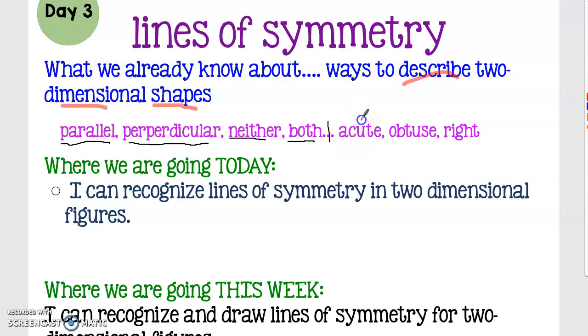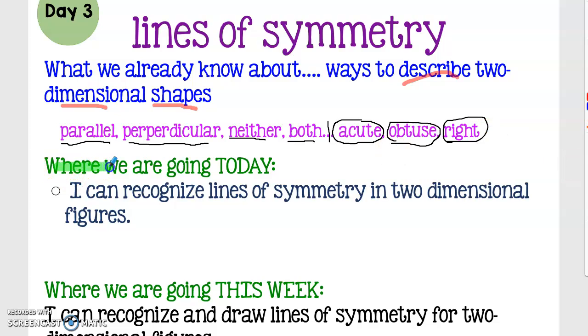So we had to think, okay, are they acute? Does the shape have just acute angles? Does the shape have only obtuse angles? Does the shape have only right angles? Or does it have a mixture of a little bit of both, or one or two or all three? So we did that on Monday and Tuesday.